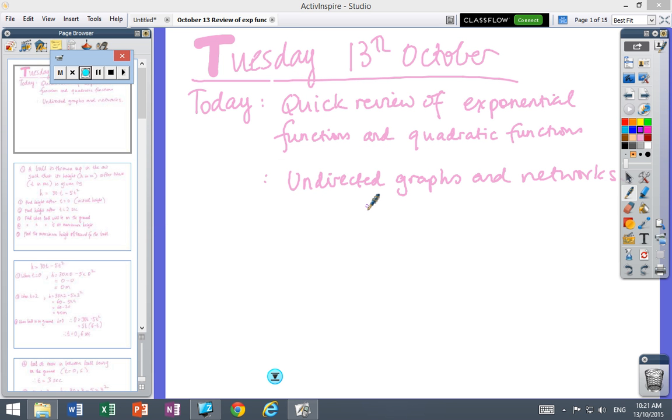Okay, so what we're doing today is we're going to quickly go over, take about 10 minutes to go over what we did in the last lesson, which was the exponential function and the quadratic one, where Mr. Coe was hitting the cricket ball 500 metres up in the air. And we're going to start undirected graphs and networks, which is the last topic we have to cover.